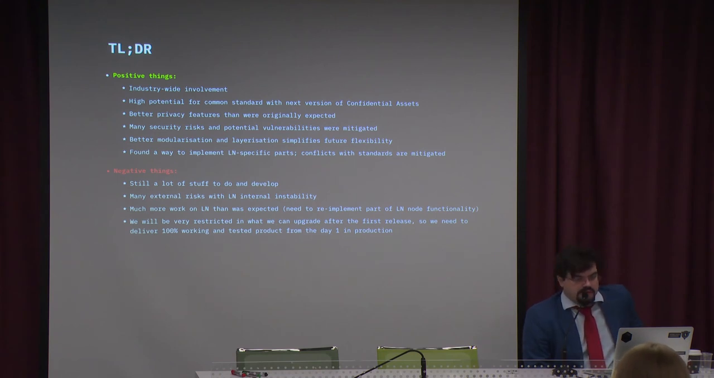Many security risks and potential vulnerabilities were also mitigated. We achieved much better modularization and layerization, not a monolithic standard, not a monolithic architecture, which allows us bigger flexibility and readiness for future upgrades in Bitcoin and the Lightning network. We found a way to implement Lightning network specific parts without conflicts with other standards.